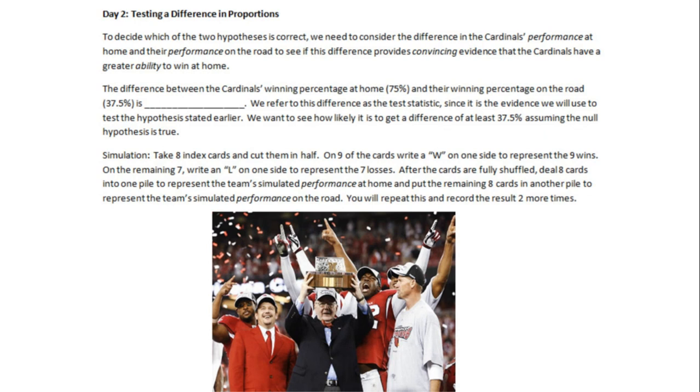Today we will be looking at how to test a difference in proportions. To decide which of the two hypotheses is correct, we need to consider the difference in the Cardinals' performances at home and on the road to see if this difference provides convincing evidence that the Cardinals have a greater ability to win at home. The difference between the Cardinals' winning percentage at home and their winning percentage on the road is 37.5%. We find that by taking 75 and subtracting 37.5.